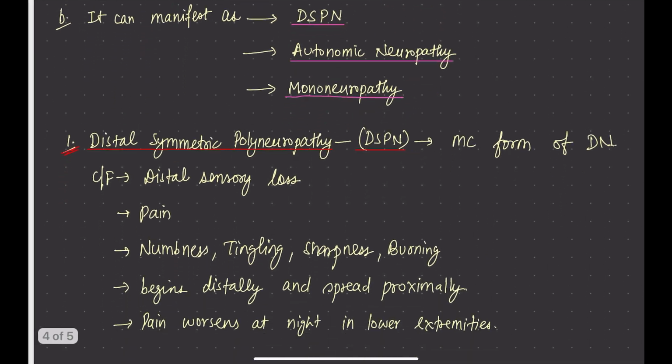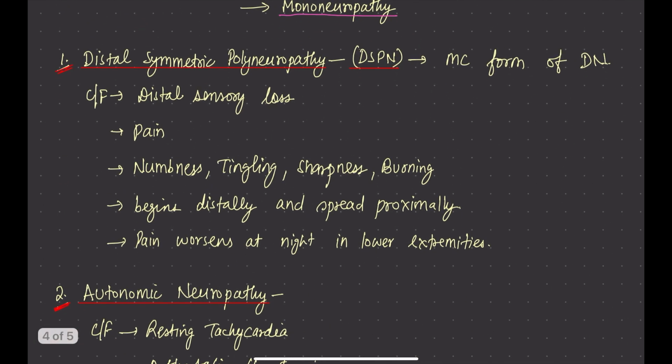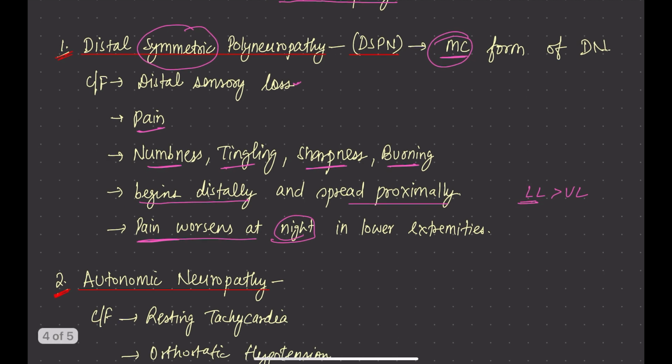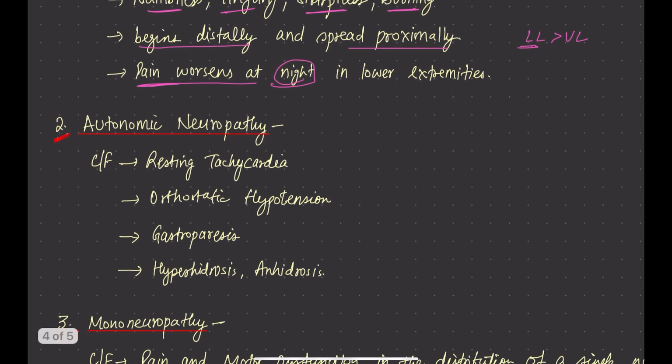First of all, DSPN, distal symmetric polyneuropathy, is the most common form of diabetic neuropathy. There is distal symmetric sensory loss, which manifests as pain, numbness, tingling, sharpness, and burning. It begins distally and spreads proximally. Lower limbs are affected more than upper limbs, and pain worsens at night. Right? The pain increases at night.